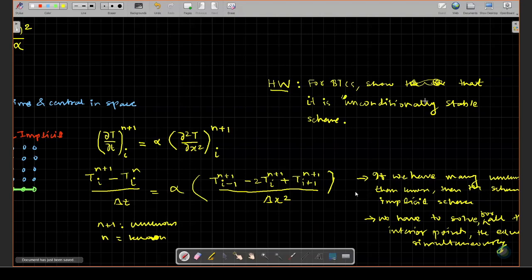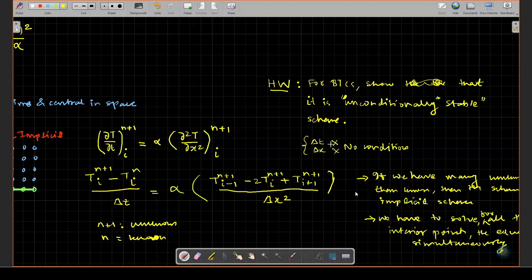So this is an advantage, right? This is unconditionally stable. So you don't have any condition. You do not need any condition on delta t. You do not need any condition on delta x. No condition required. But in the previous case, you really had to worry about delta t and delta x.